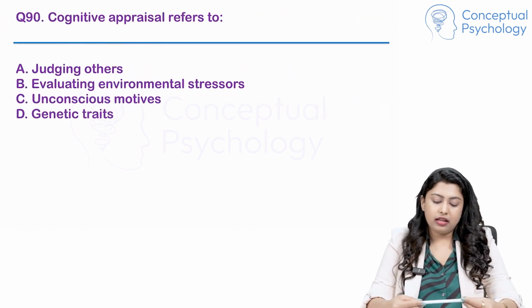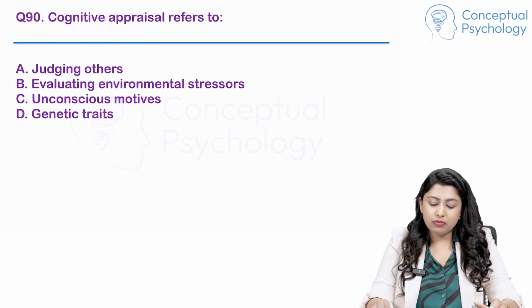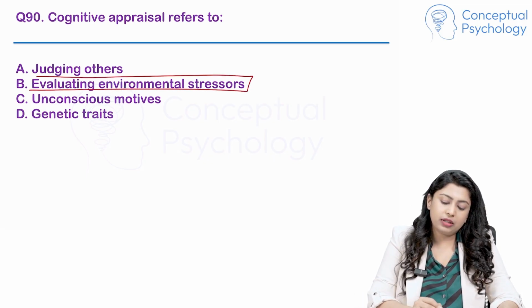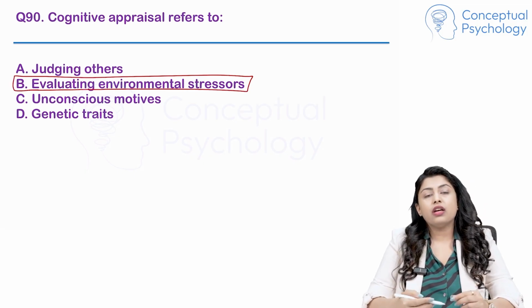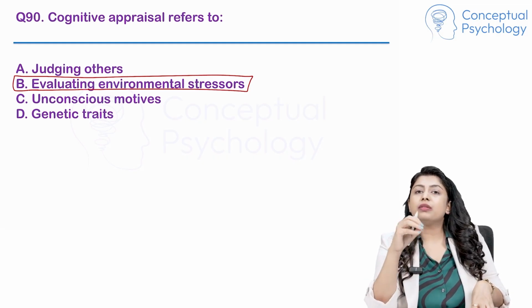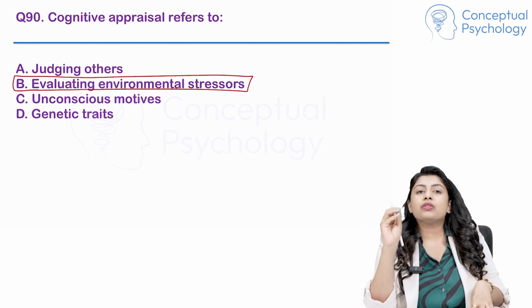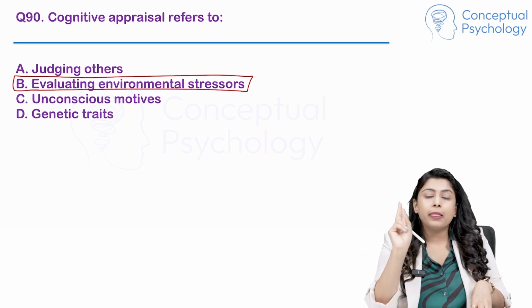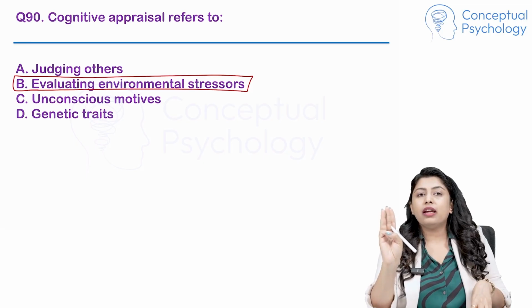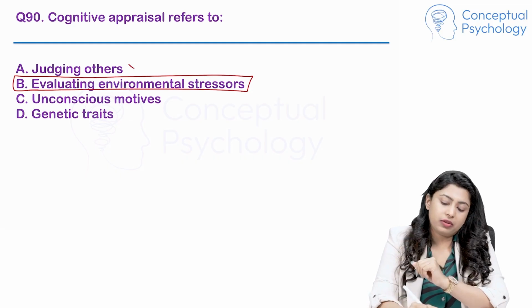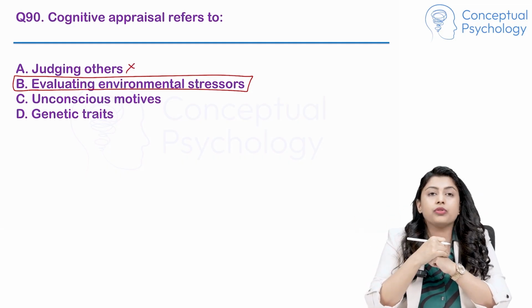Cognitive appraisal refers to judging others, evaluating environmental stressors, unconscious motives, or genetic traits. So, cognitive appraisal refers to evaluating environmental stressors. It is the process by which an individual evaluates and interprets potentially stressful events. According to Lazarus, this evaluation determines whether an event is perceived as threatening, challenging, or irrelevant. Right? So, judging others is not the psychological definition of cognitive appraisal, it's an incorrect option.